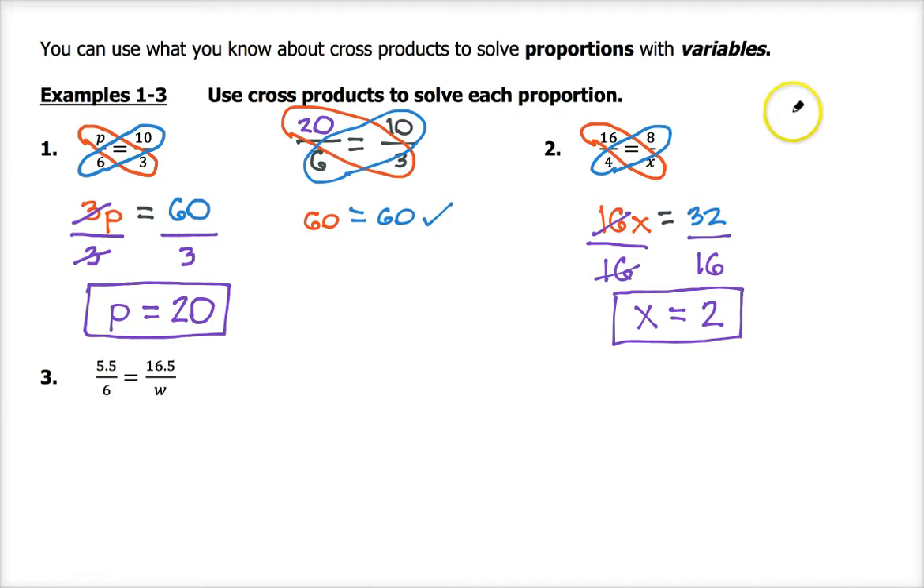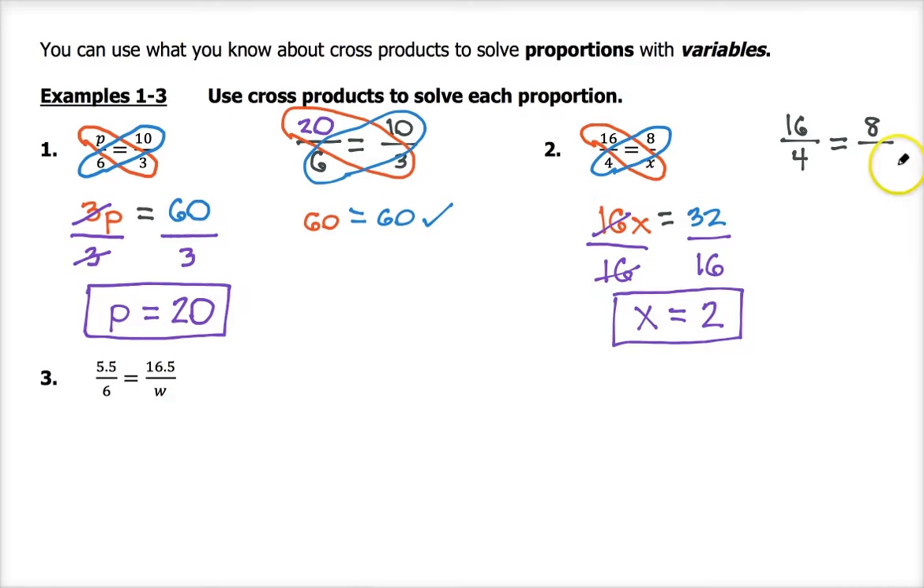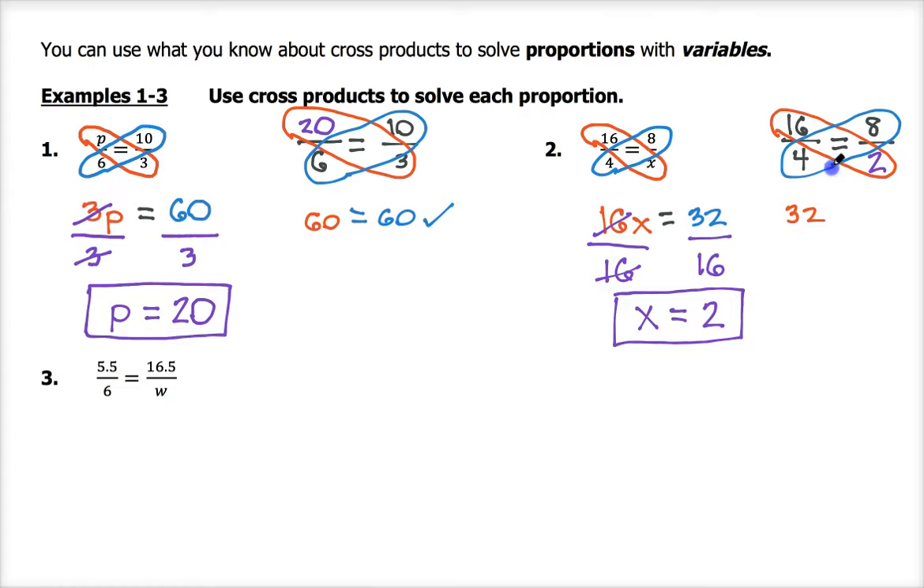Again, you can check that by taking your original proportion, 16 over 4 equals 8 over x, replace x with 2 now, and these cross products should be equal to each other. 16 times 2 is 32. 4 times 8 is also 32.